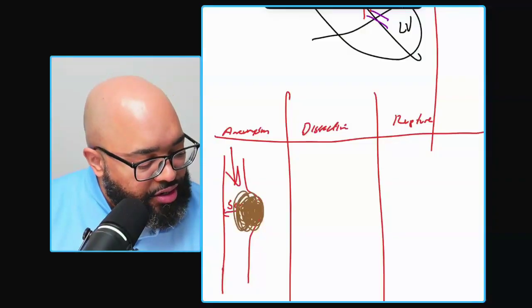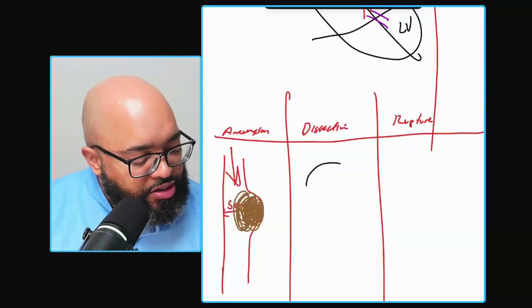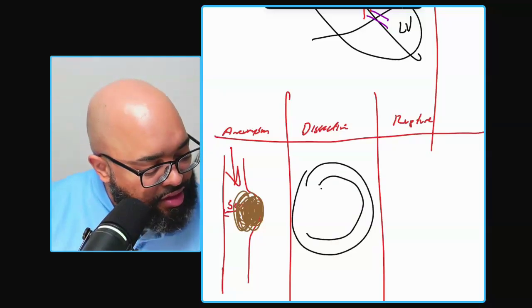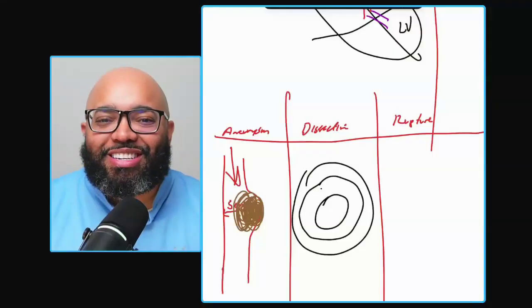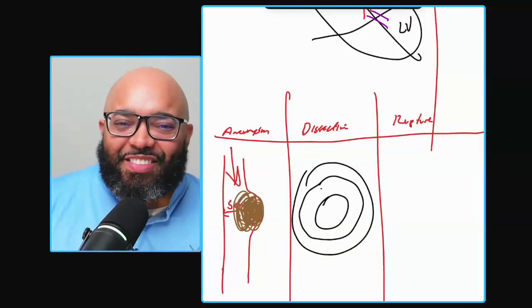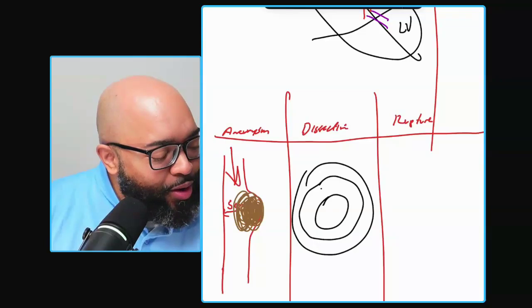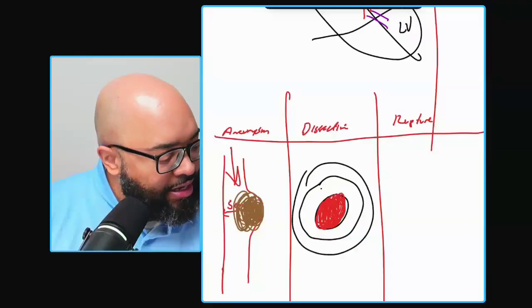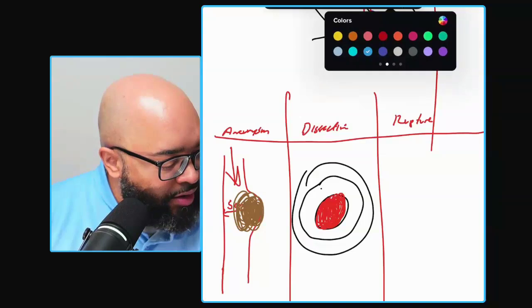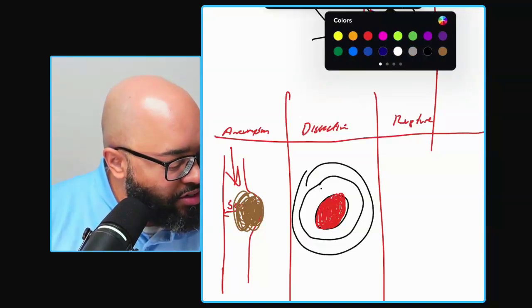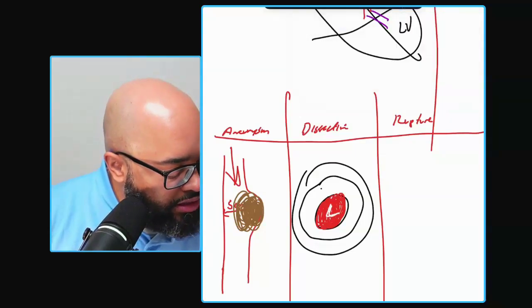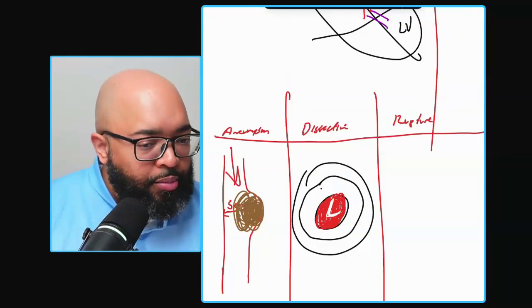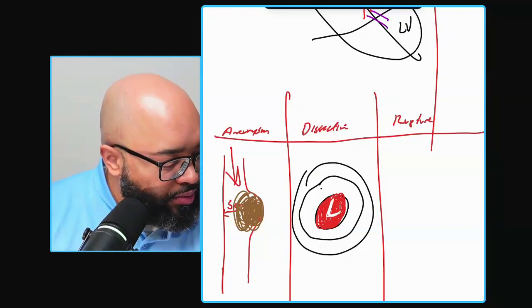Now, what's a dissection? So how many layers of the artery do you have? 3. Okay. What are the layers? Blood should be inside in what's called the lumen. The lumen is just the word for hole. This is the lumen. Okay, but what is this first layer called?